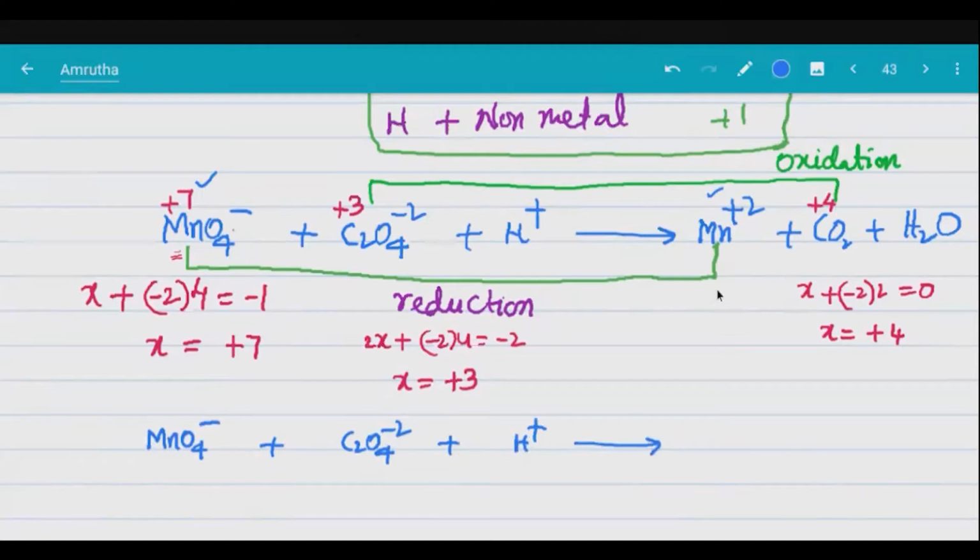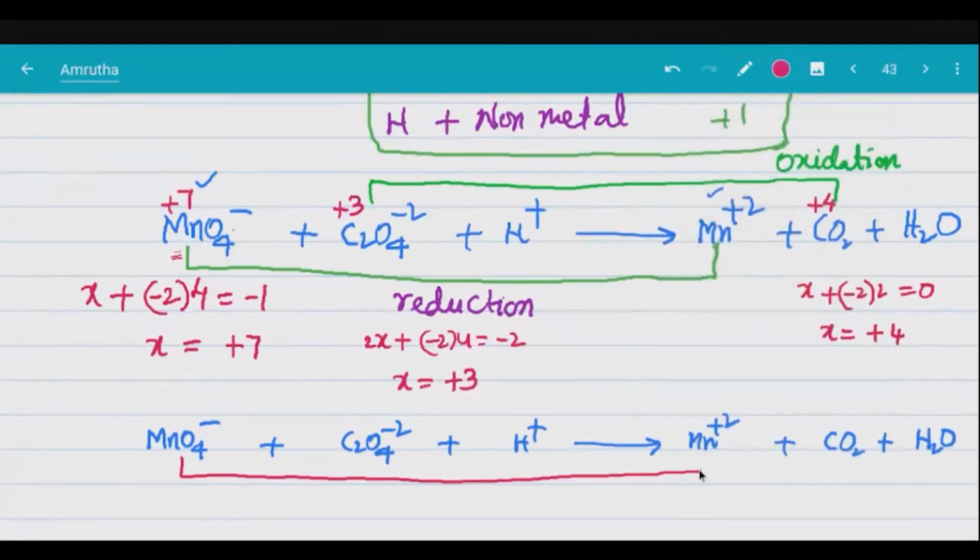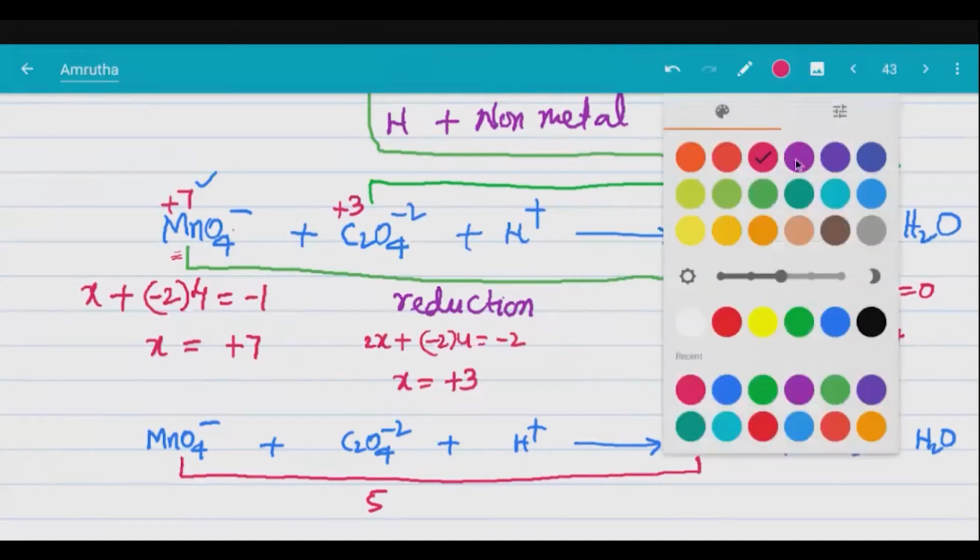We identified oxidation and reduction in the first step. Now I'll write electrons. So how many electrons here? There are 5 electrons. Good, great. Now oxidation, plus 3 to plus 4. How many electrons here, for C2O4 minus 2? Can you tell me how many electrons now?